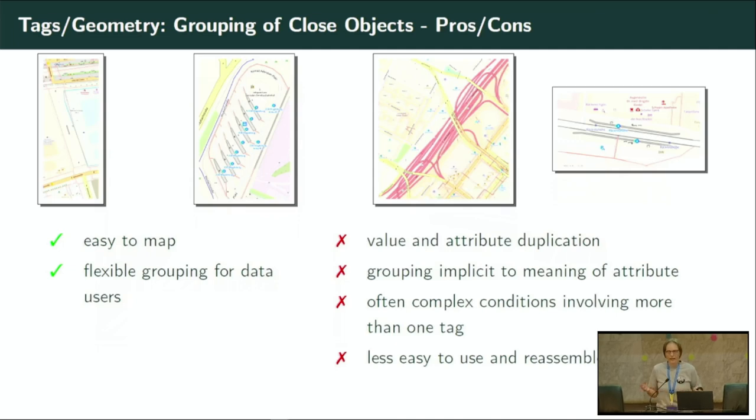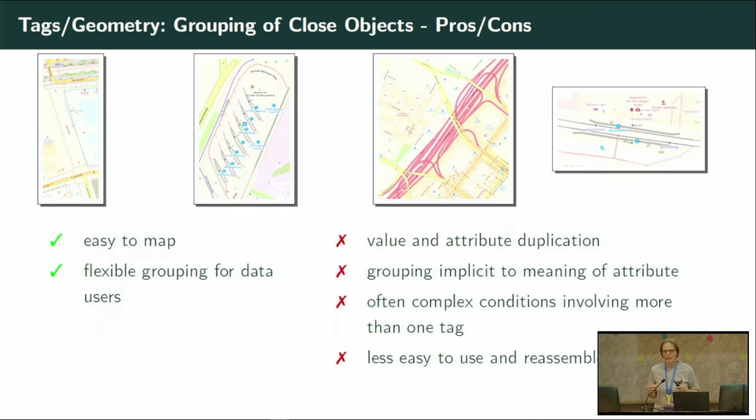So again, pros and cons, it's still easy to map. We use tags a lot because they're just easy to handle. The problem here becomes that you have a lot of value duplication, and then, of course, the typos creep in. How do you exactly write McDonald's and so on?